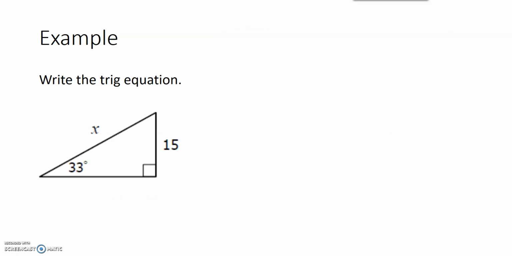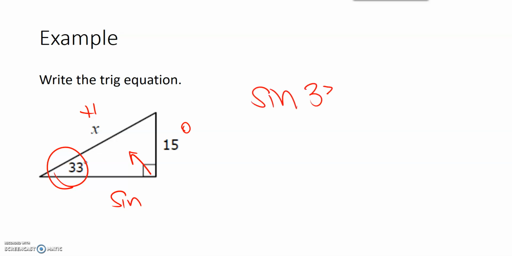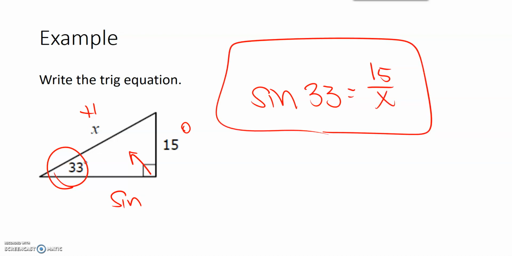Alright, next example. Same process here. Circle the angle, label your sides. Well, I have the opposite side and the hypotenuse. Hypotenuse because that's where my right angle is pointing. Opposite because it's over on the other side of the triangle. Since it's O and H, that tells me it's sine. So I have sine of 33 equals 15 over x. And there is my answer.